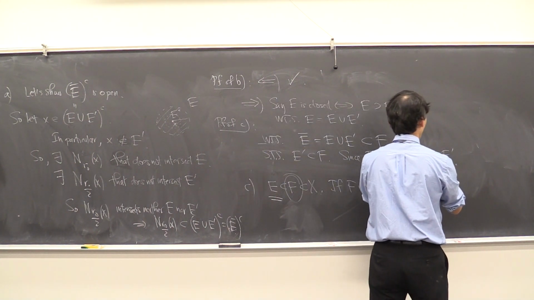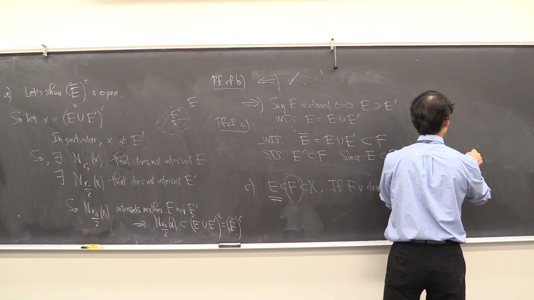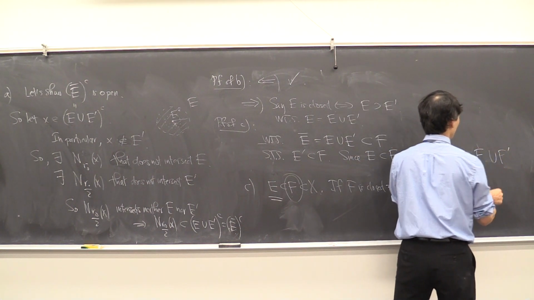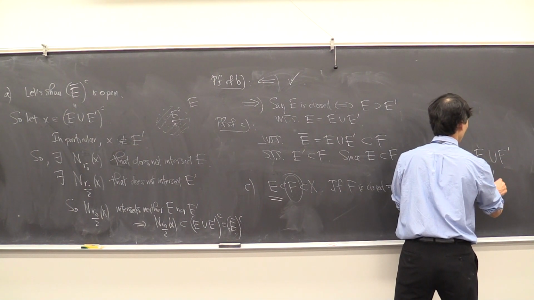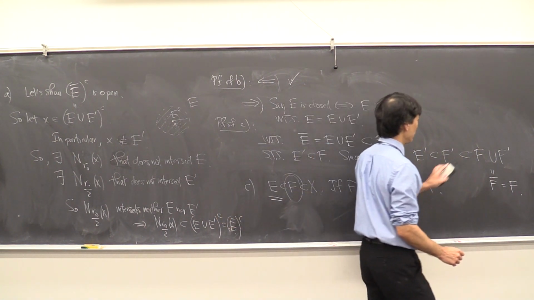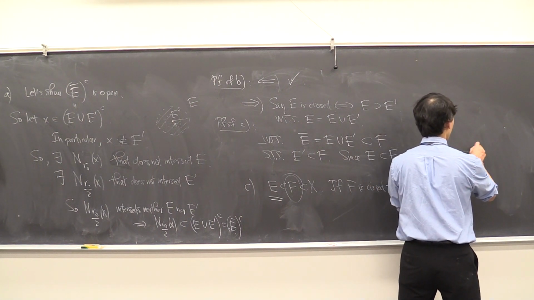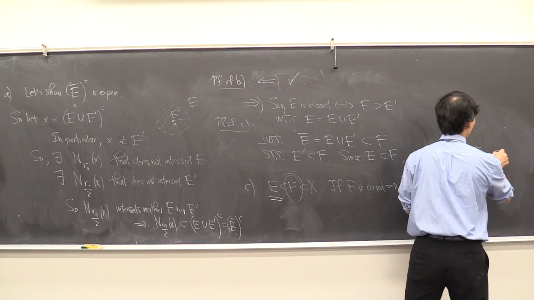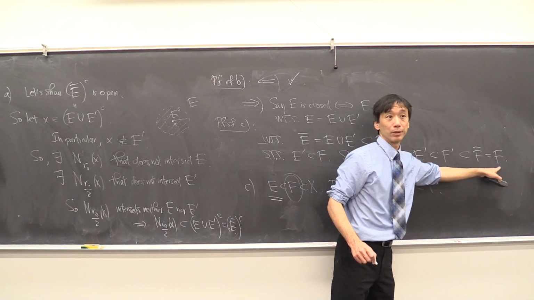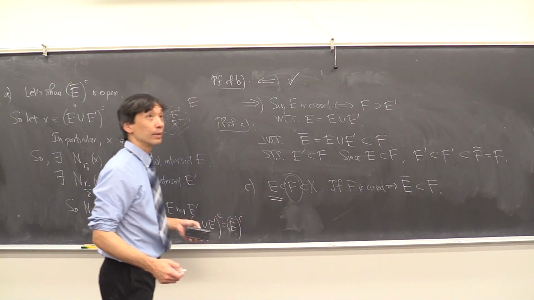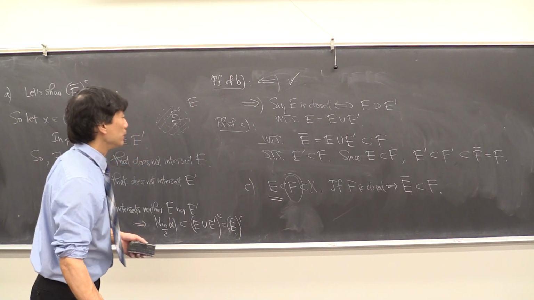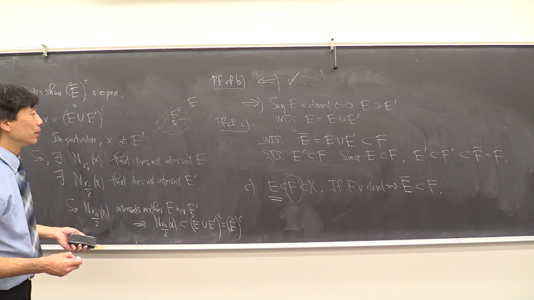Okay, and F prime is contained in F, because this is F bar, but F bar is F. The limit points of F are contained in the closure of F, but F is closed already. So F bar is F. So what do we got? That E prime is contained in F.